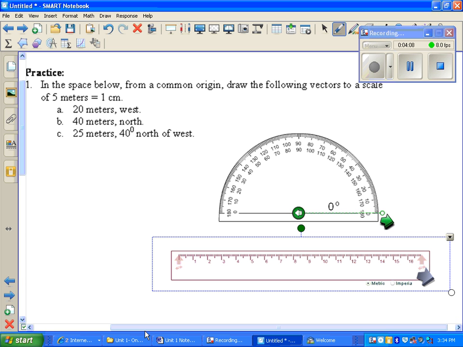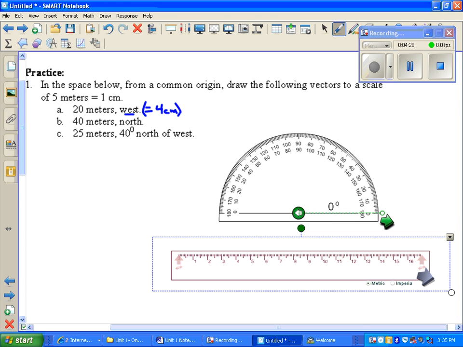We're going to start out with a vector of 20 meters west. So I have to figure out from the scale. If 5 meters is 1 centimeter, 10 meters is 2, so 20 meters is going to be 4 centimeters long. I'm going to make a note of that here. I have to make it 4 centimeters long, and it's pointing west. West is going to be to the left.